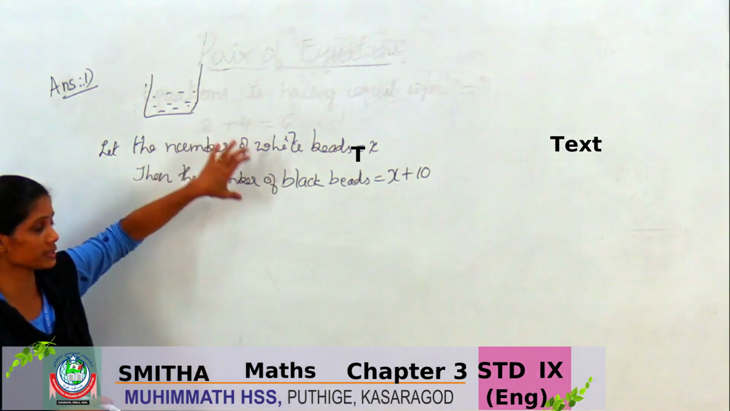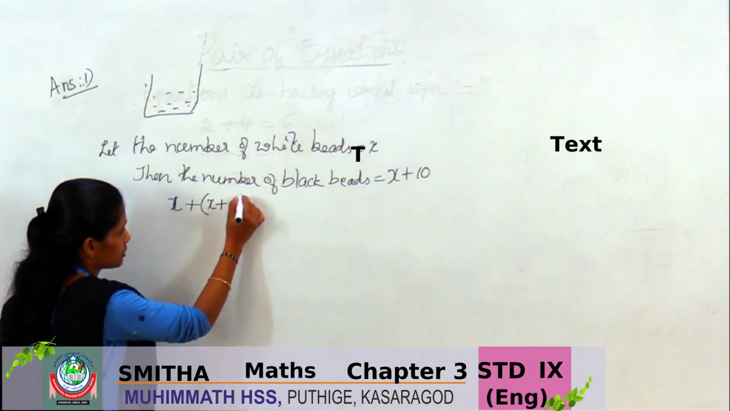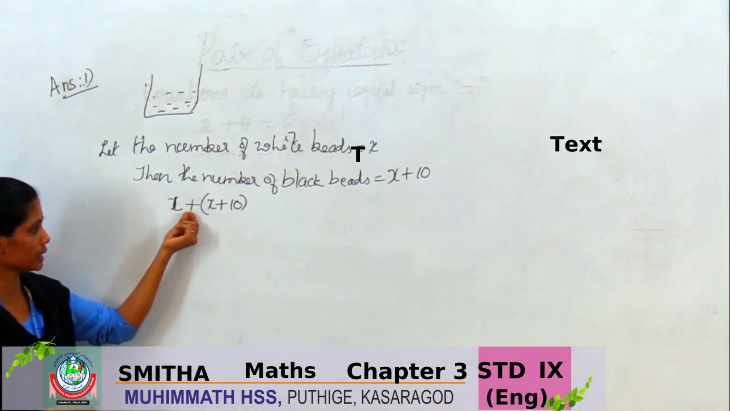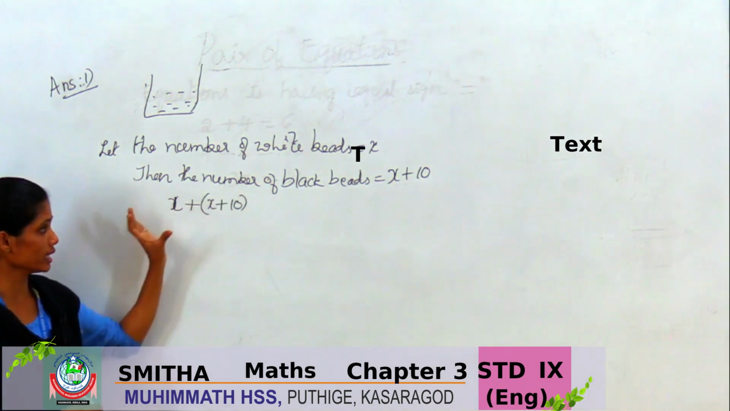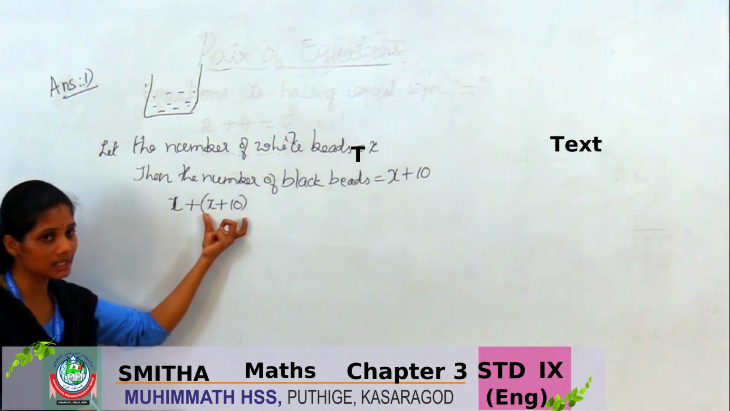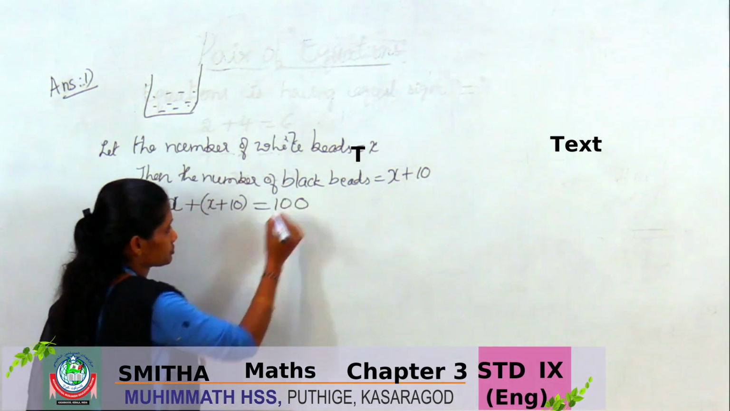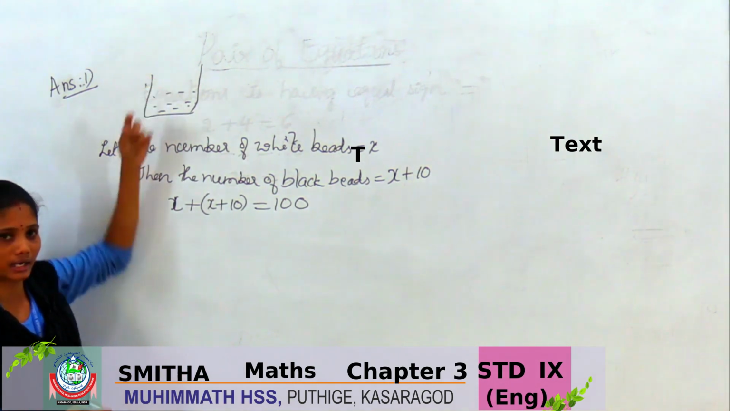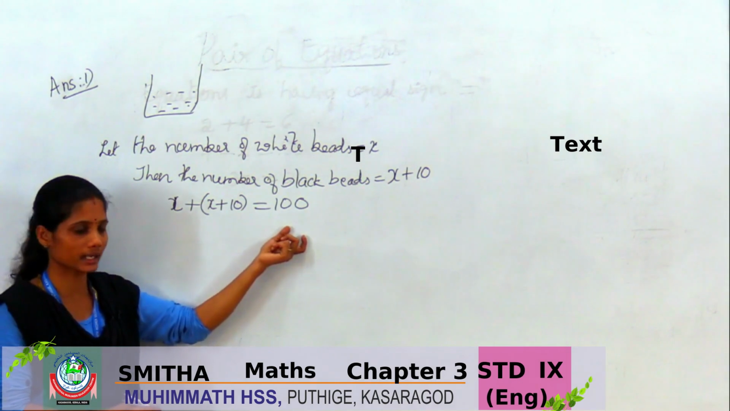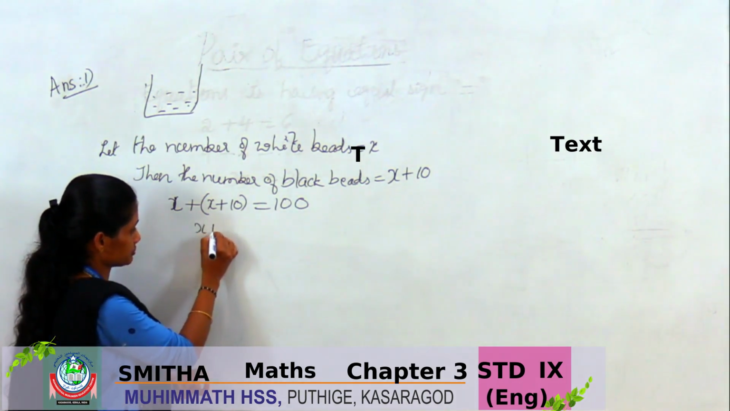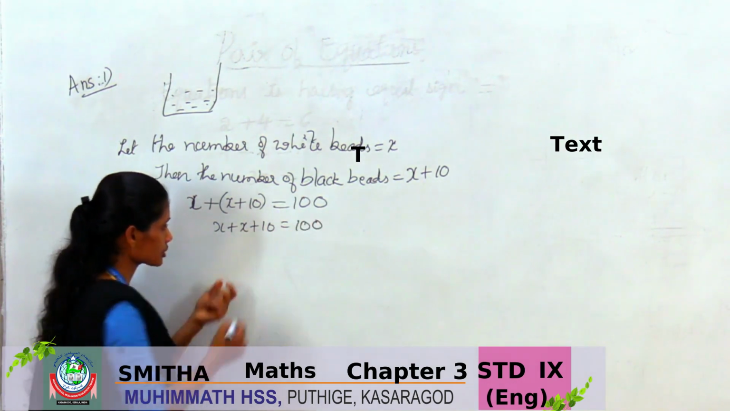Total black beads plus white beads together there are 100 beads. White beads x plus black beads x plus 10. Total white beads plus black beads, total there are 100. In this box there are total 100. So x plus x plus 10 is equal to 100.